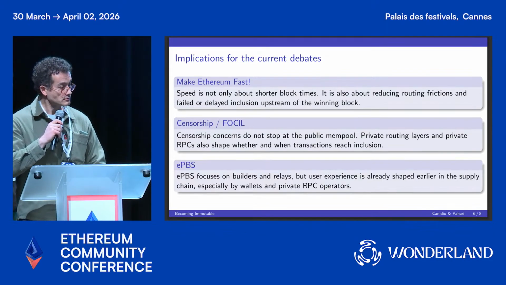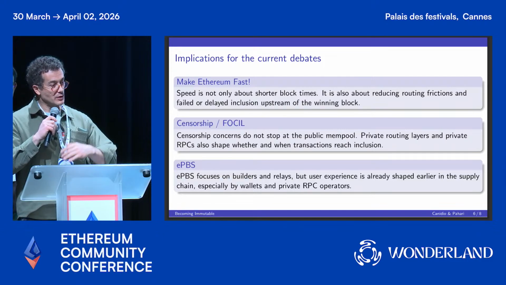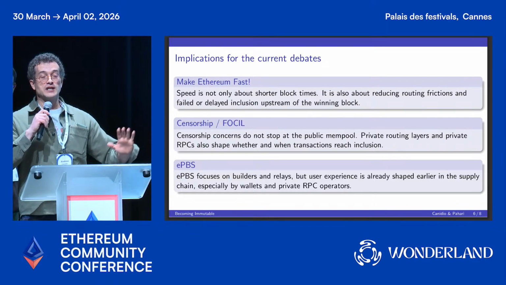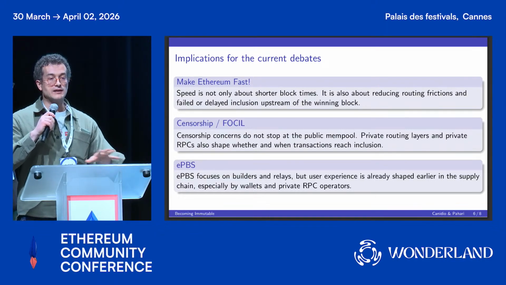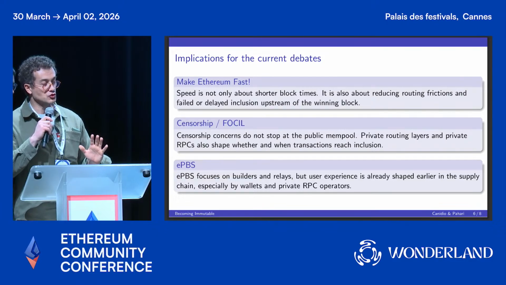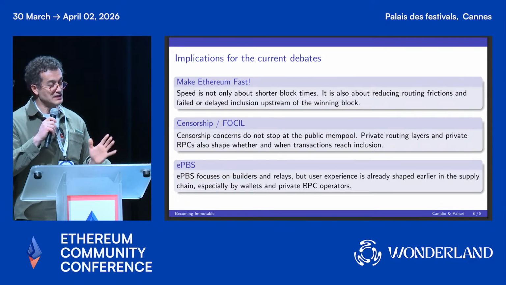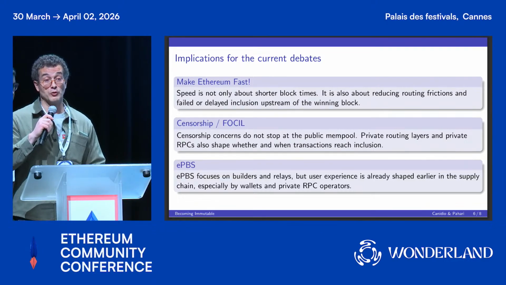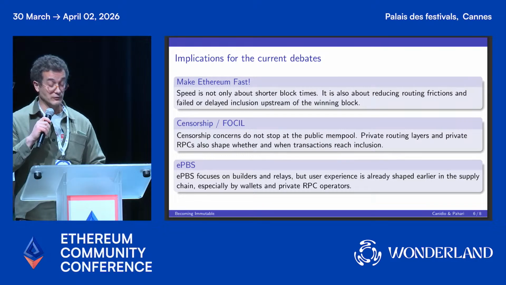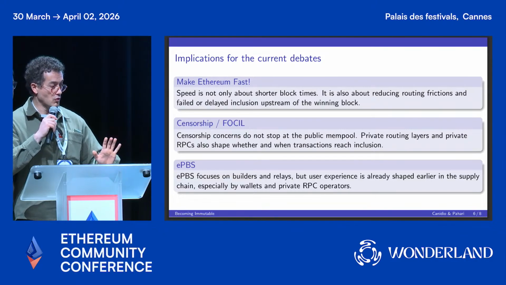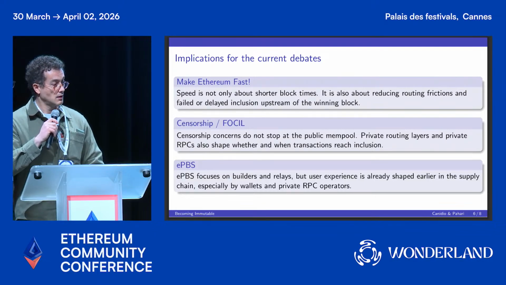And then, of course, the whole discussion about ePBS is a bit of a moving target through the years. However, in general, it has focused primarily on relays and builders as the most problematic part of the supply chain, whereas I think our research shows that, at least right now, or during the study period, it was probably the private RPC operators that are the more problematic part of the supply chain. So maybe the discussion should have focused more on those.